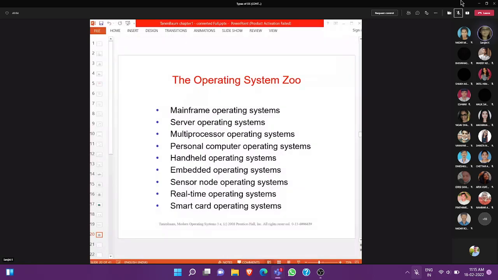This real time operating system can be the embedded operating system or sensor node operating system. See, you have to understand one difference. See, all the embedded systems, you know what is an embedded system now? Refrigerator, microwave oven, air conditioner, all these are embedded systems. I cannot say all the embedded systems will have an operating system. In some of the embedded systems there is no multitasking, so there is no need of an operating system. Operating system will not be there at all.